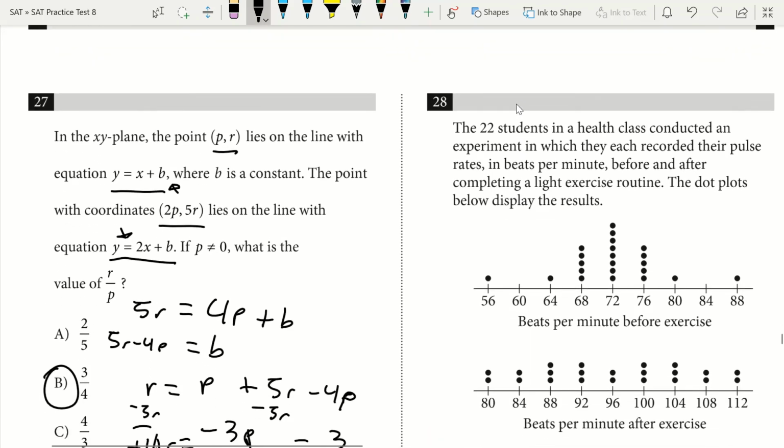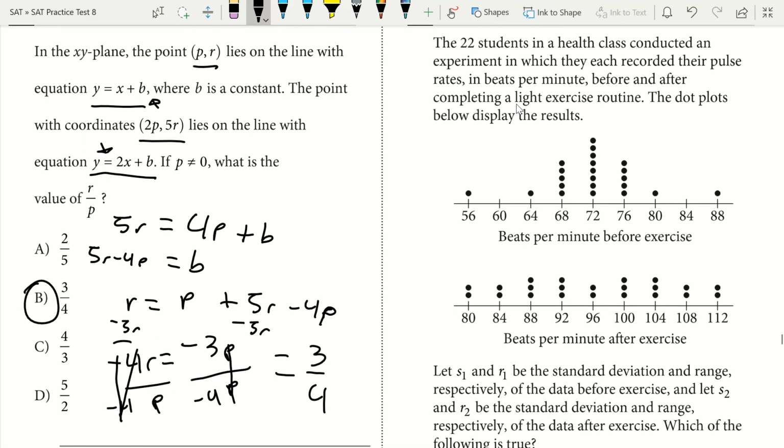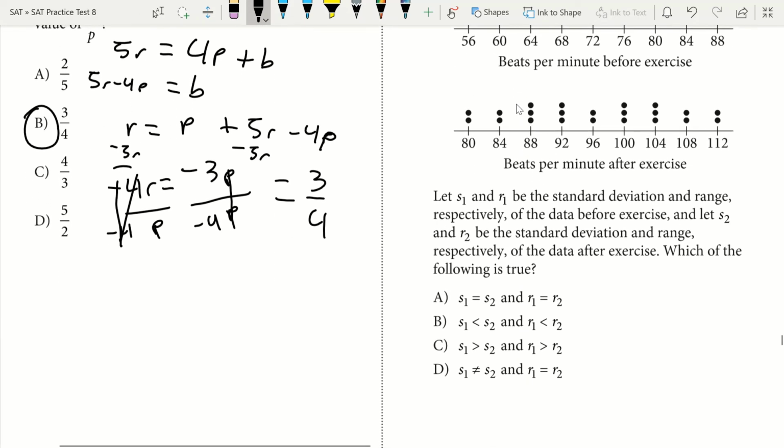All right, question 28. The 22 students in a health class conducted an experiment in which they recorded their pulse rates in beats per minute before and after completing a light exercise routine. The dot plots below display the results. Let S1 and R1 be the standard deviation and range, respectively, of the data before exercise. Let S2 and R2 be the standard deviation and range, respectively, of the data after exercise. Which of the following is true?